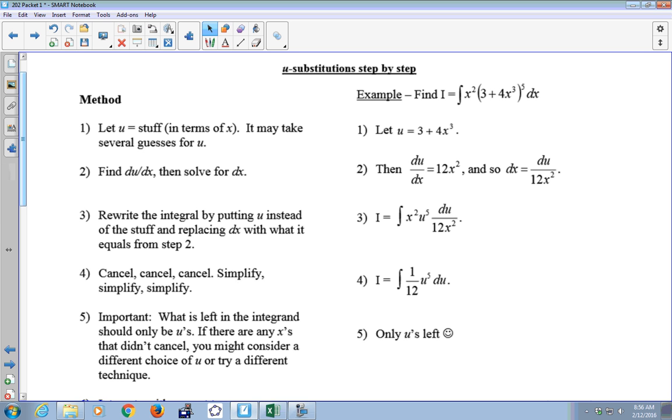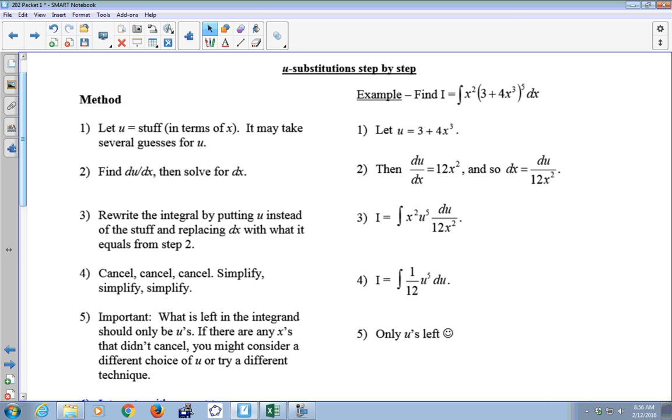Let u equal some stuff in terms of x. It may take several guesses to choose a correct u. That's totally normal and okay. If you choose a u and it doesn't work, you might try another u, right? A basic guideline is to choose a u whose derivative also shows up in the integrand.